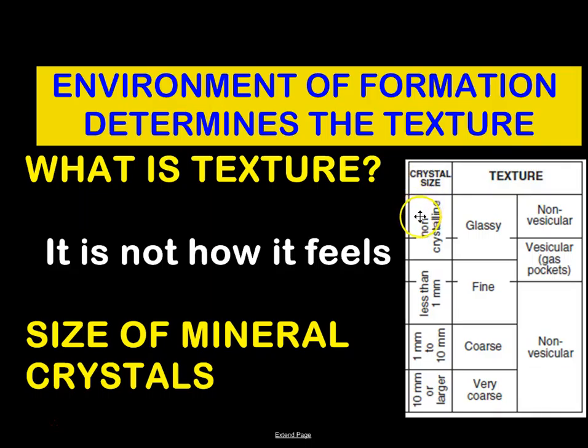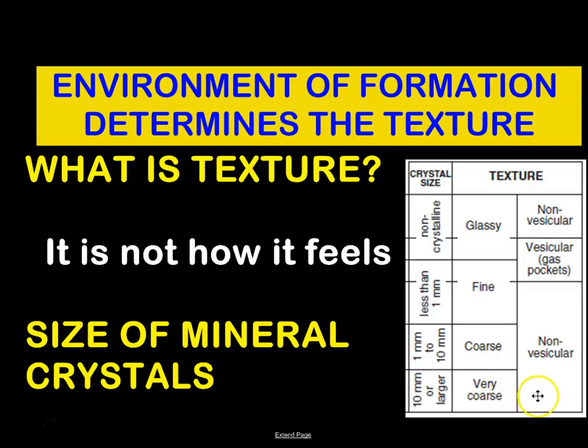And we have different grades of texture. If it has no crystals, it's called glassy. If the crystals are there but microscopic, really tiny, or less than a millimeter, it's called fine textured. If they're 1 millimeter to 10 millimeter in size, it is called coarse. And now these we can actually see with our unaided eye. We don't need a microscope for that. If they're 10 millimeters or larger, then they're supercrystals or very coarse.